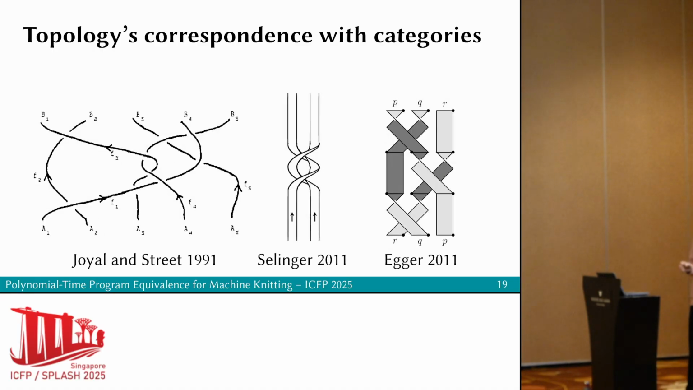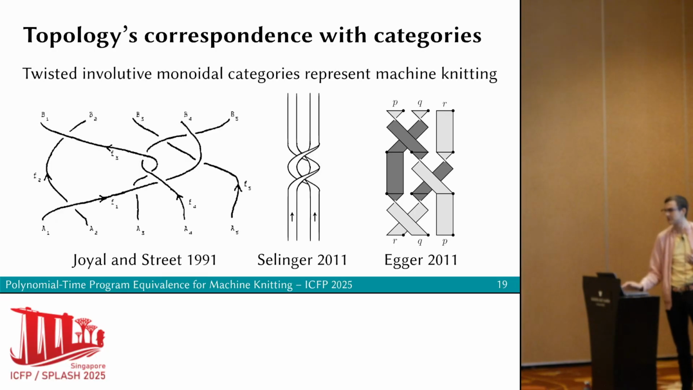So our semantics are based off of this correspondence between certain monoidal categories and the topologies of string diagrams. Category theorists have formally proved that the topologies of these graphical diagrams are faithfully representing the monoidal categories that they're meant to. And we're using their result in reverse. We're instead representing our topology with category theory. So we represent machine-knitted objects with the axioms of something called twisted involutive monoidal categories.